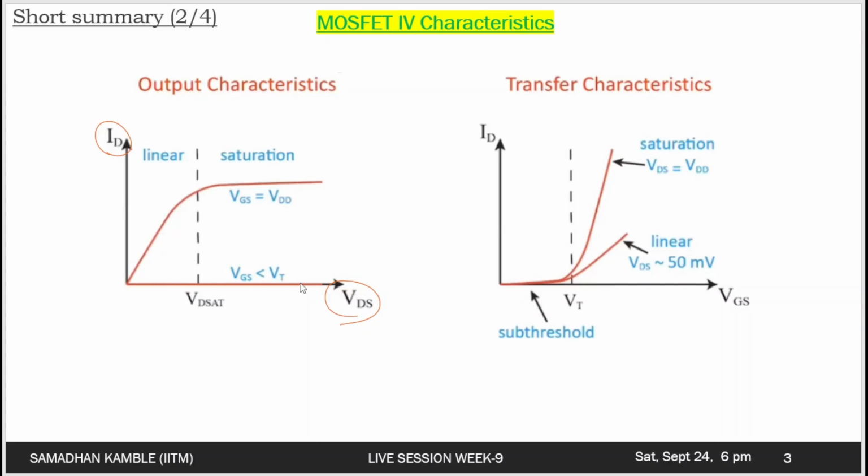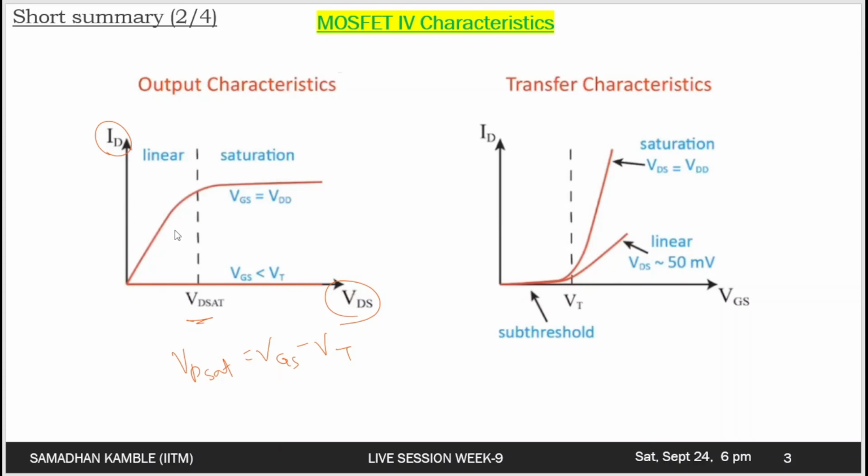We fix a particular gate voltage and then we sweep the drain voltage from 0 to some maximum value, and we see how ID varies. While we do that, we saw that when the drain voltage is small, your MOSFET is biased in the linear region, and then as you cross the saturation voltage, that is VD sat, which we said is equal to VGS minus VT. If your drain voltage is greater than VD sat, we say that the current saturates.